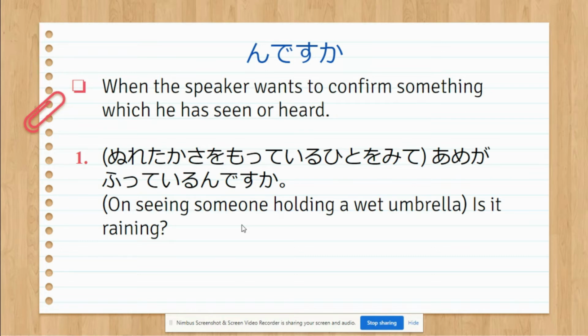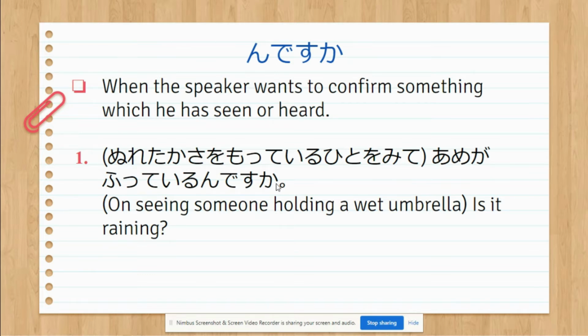So from futte imasu, you just have to conjugate it to its plain form. It becomes futte iru. And then you just have to add en desu ka. Ame ga futte irun desu ka? You can only use en desu ka if you want to confirm something which you have seen or heard. That means you already have information obtained and you just want to confirm if your guess is correct.